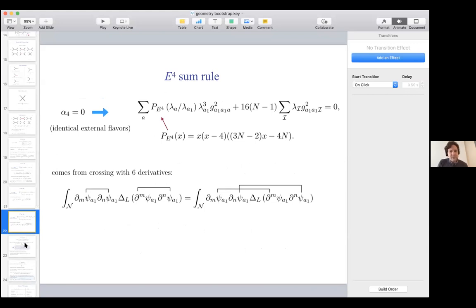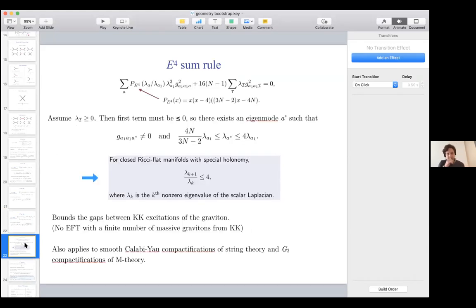So let's look more closely at this crossing relation. Now we're going to make an assumption that these Lichnerowicz eigenvalues are always greater than 0, which was true for all the known cases. So this is basically the assumption that this Kaluza-Klein compactification is stable. If we make this assumption, then this second term is again always positive, which means that this first term here, this polynomial that depends on x, which is just the ratio of eigenvalues, also has to be negative.